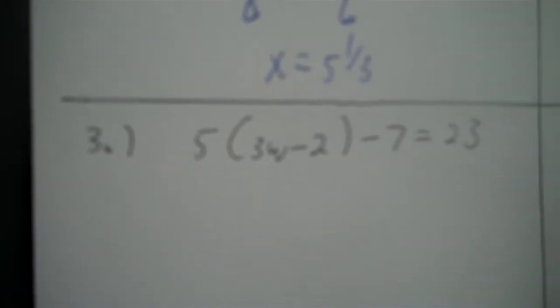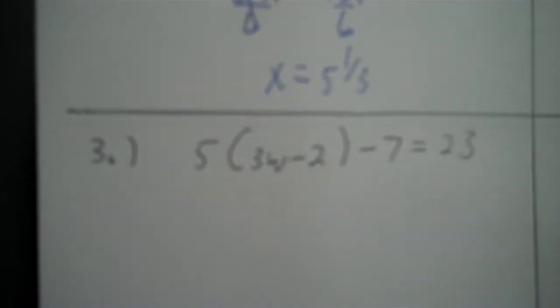All right, number 3: 5 times the quantity 3w minus 2, and then when the quantity ends, we have minus 7 equals 23, solving for w. So I distribute my 5, and that's 15w. If you want to make the 2 negative, go for it. 5 times negative 2 is negative 10, so you're going to put minus 10. Then minus 7 equals 23. You don't distribute anything to the 7.